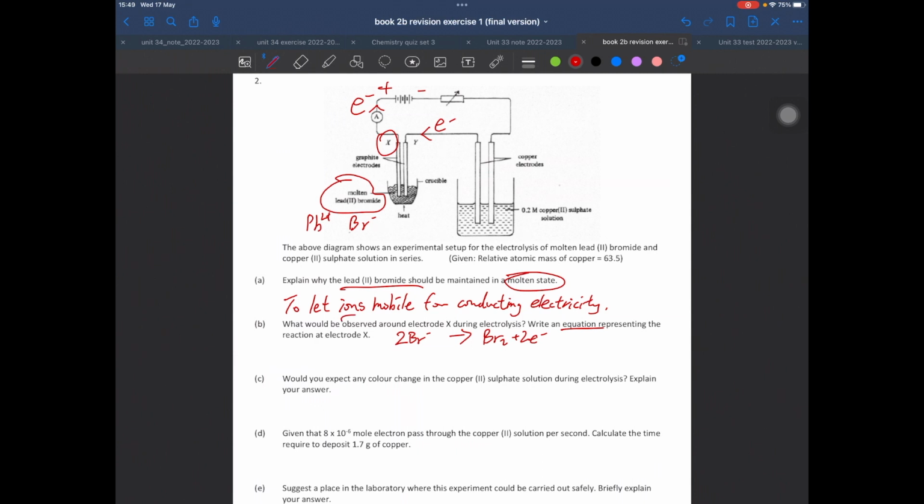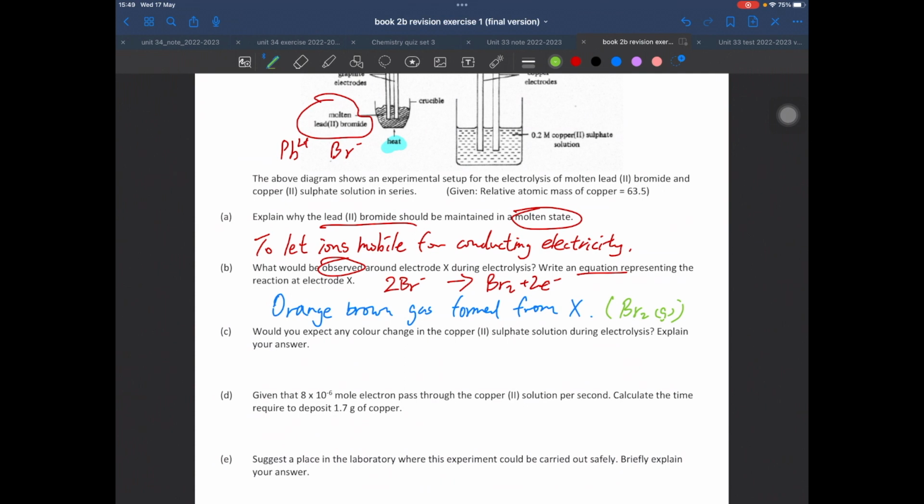Next one is what will be observed. Now, you should pay attention. Bromine is a liquid at room conditions already. But don't forget, now you are heating. As a result, the bromine liquid will be vaporized. So we can observe orange-brown gas formed from X. You can keep in mind that it is bromine gas, but no need to mention it here because you were asked about the observable change only.